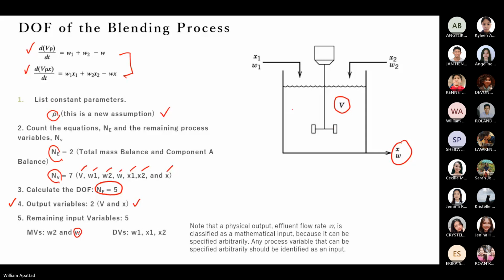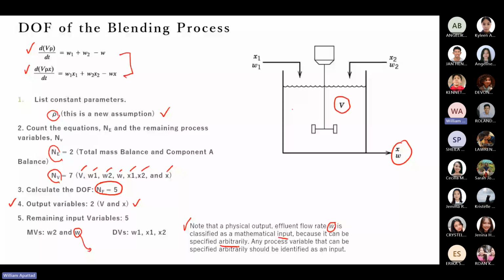Bakit? So we can choose, ito tinanong ko din nung inaaral ko. Bakit ang output variable naging input variable? So I searched for it, and then meron din pala sa Seborg. May sinabi si Seborg doon. Sabi niya, note that physical output effluent flow rate W is classified as a mathematical input. Output siya, because it can be specified arbitrarily.